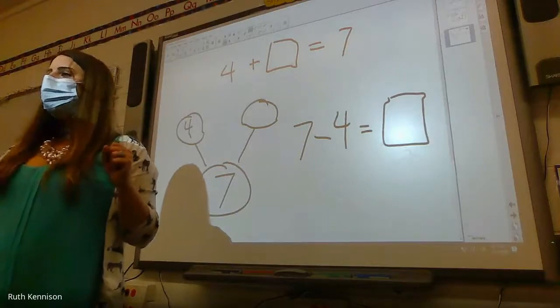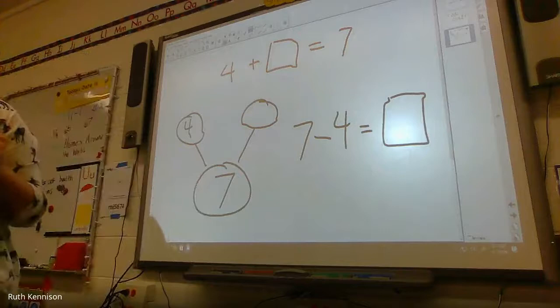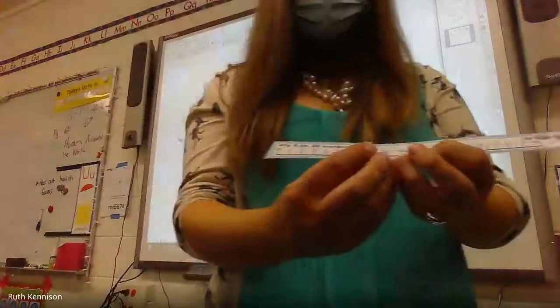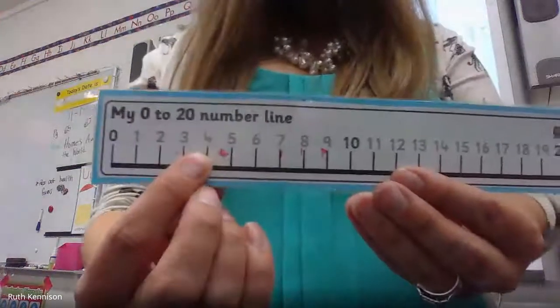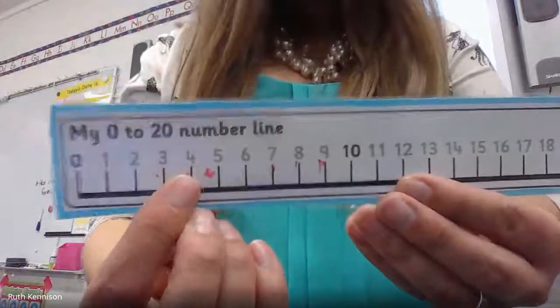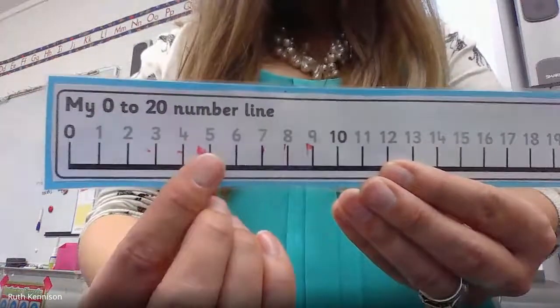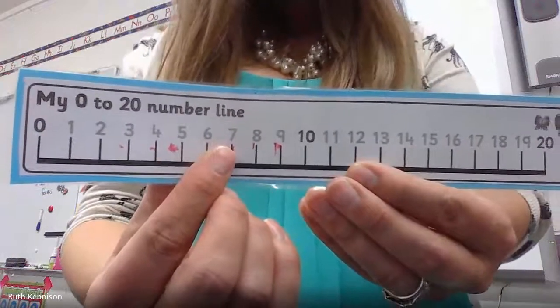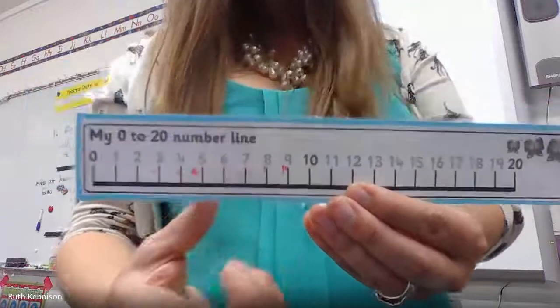If we did it on the number line, we do the same thing. We'd start at 4 and we'd count how many hops it took us to get to 7. 1, 2, 3. Very good. 4 plus 3 equals 7.